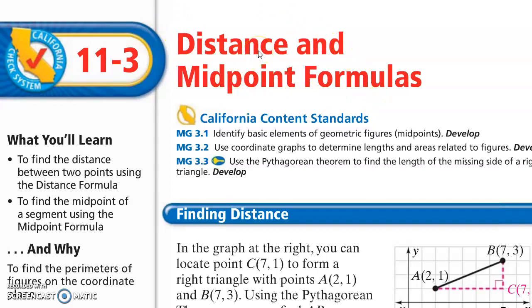We're going to be talking about distance and midpoint formulas. Distance refers to the numerical length of something, and the midpoint is exactly what it sounds like, the middle point of a line. We're going to be focusing on two formulas. If you can evaluate, if you can plug in numbers, you can do this lesson just fine.